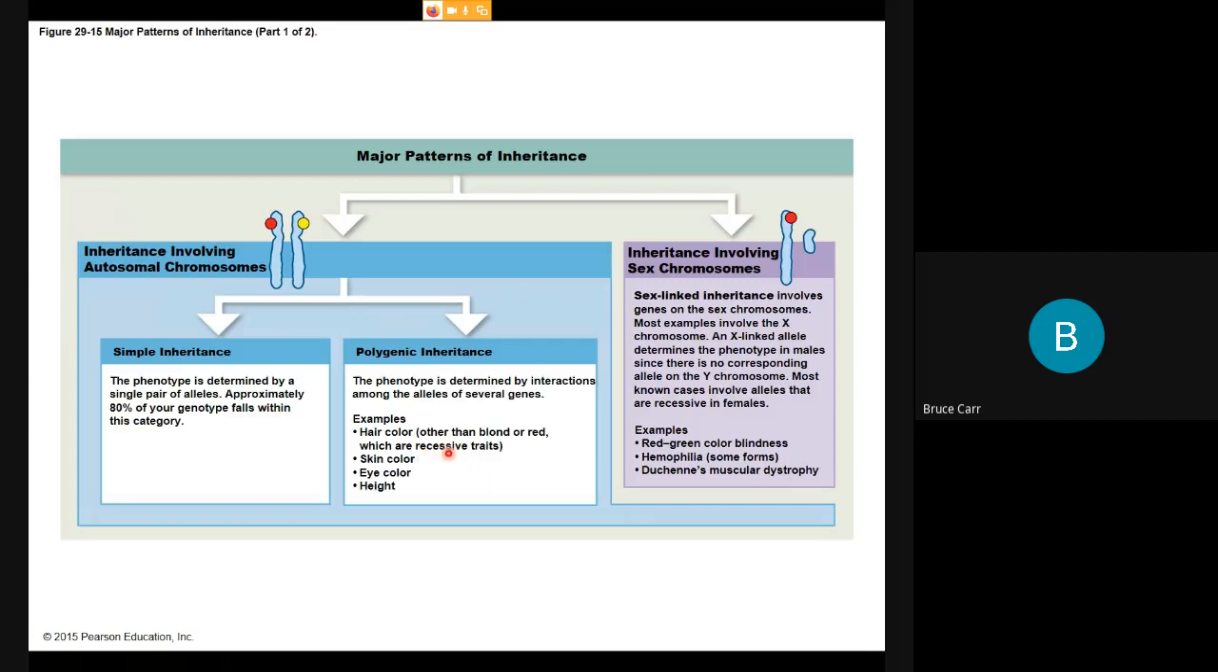So for hair color, blonde and red hair are recessive traits, and therefore a single genotype produces them. But other hair colors, all of those shades from black to brown to auburn, are polygenic traits affected by several genes. Skin color, that basis of that first cut for the basis of racism.